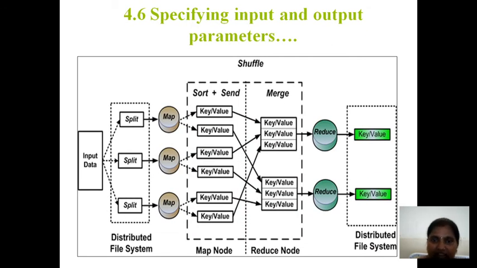Specifying input and output parameters, we learned about this in the last class itself. So after splitting the input data, we are going to get some splits. For each split, we are going to assign some mapper. Each mapper will convert the total data in terms of key value pairs, that is sort and send. After performing this shuffling and sorting, we have to do some merging. All this merging can be done for the reducer.